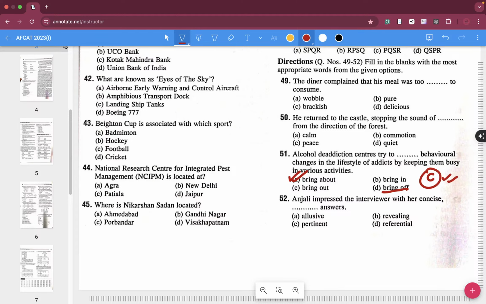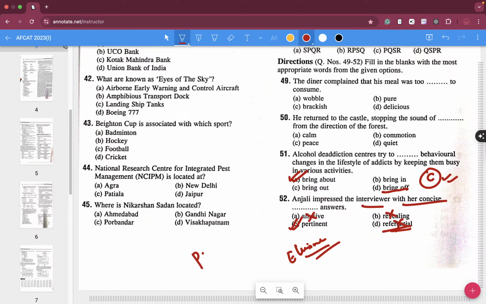Anjali impressed the interviewer with her concise dash answer. Allusive means elusive, which is not talking to the point. Revealing, the answers are revealing. In interviews, people are revealing, but what are they revealing? Referential, are you referring to something? No.